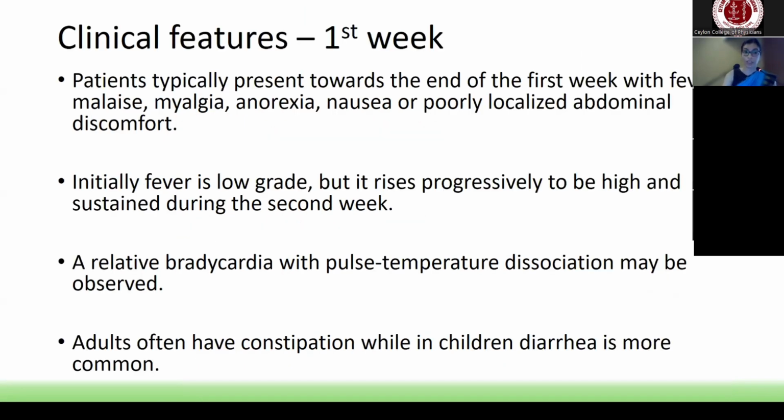Clinical features in the first week. The patient typically presents towards the end of the first week with malaise, myalgia, anorexia, nausea, or poorly localized abdominal pain. Initially, the fever is low grade, but it rises progressively to be high and sustained during the second week. A relative bradycardia with pulse-temperature dissociation may be observed, and this is thought to be due to cytokine release causing vagal activation and activation of the cardiac pacemaker cells, causing bradycardia. Adults often have constipation, while in children, diarrhea is more prevalent.